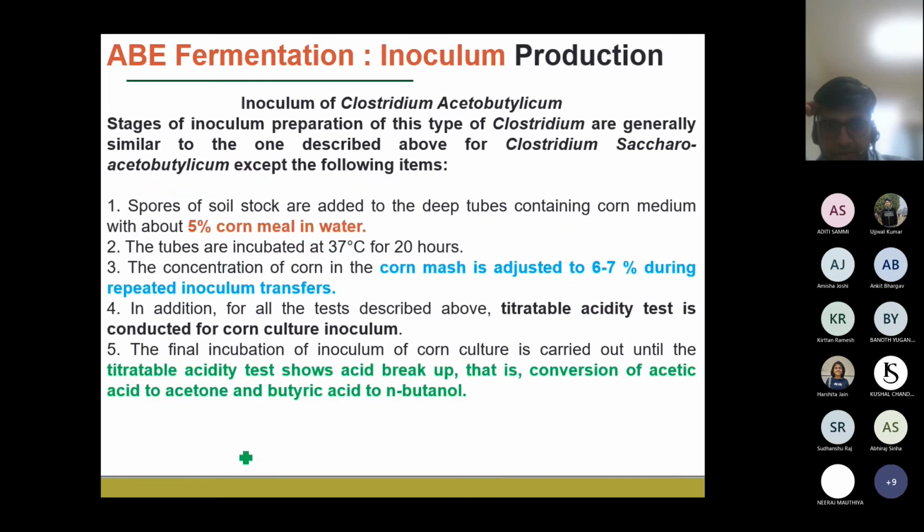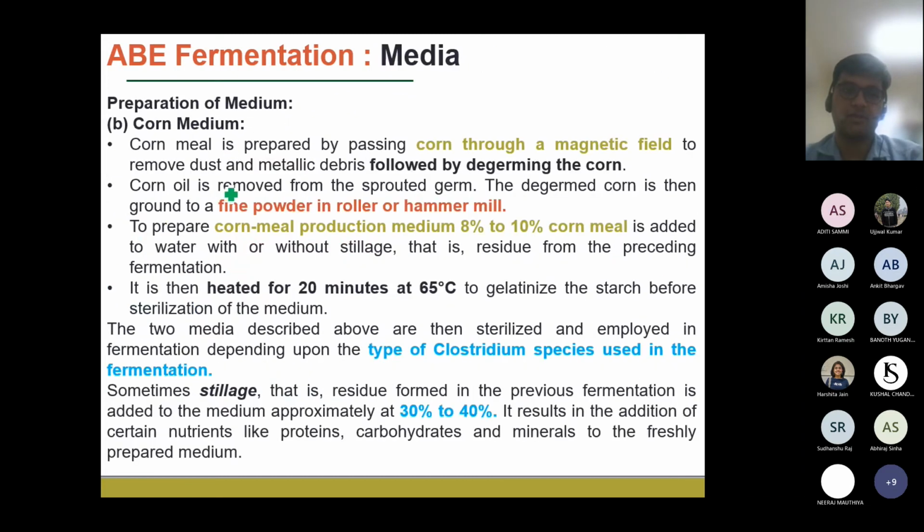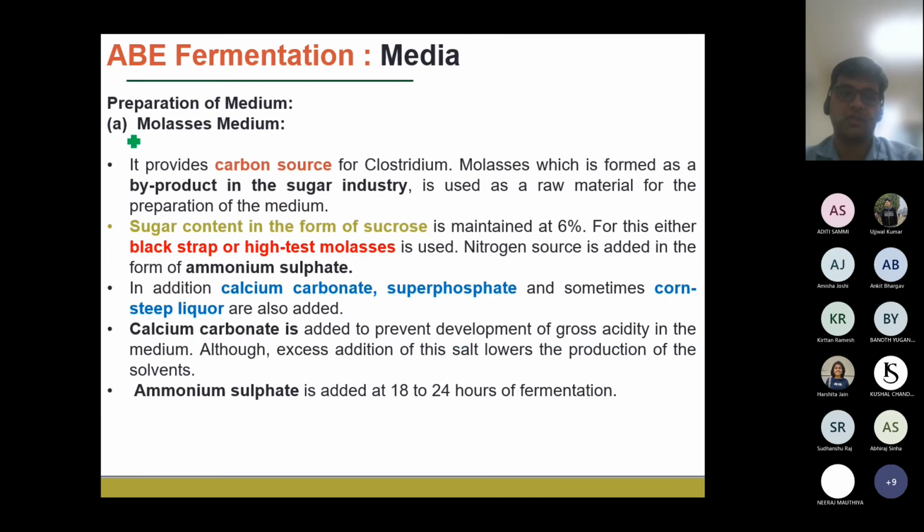so if you see the inoculum development for the Clostridium, this is some of the case studies that we are going to see, the inoculum of Clostridium acetobutylicium. The stages of the inoculum preparation are a bit different. First, the spores from the soil stock are added inside the deep tube which contains the corn media. Generally there are two types of media that are used: one is the corn media and another is the molasses media.